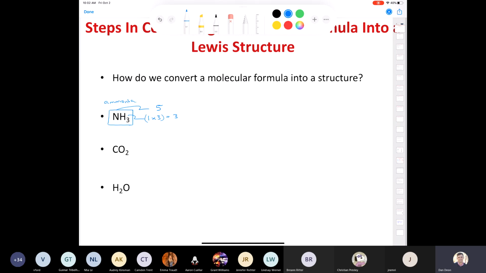Now, how many total valence electrons do we have? We have 5 from the nitrogen plus 3 from the 3 hydrogens. That gives us a total of 8 electrons. The next step is going to be this. I'm going to tell you a rule that I want you to remember for the rest of your life. Hydrogen, the first atom in the periodic table, can only ever have 1 bond. It can never have 2 bonds to it.